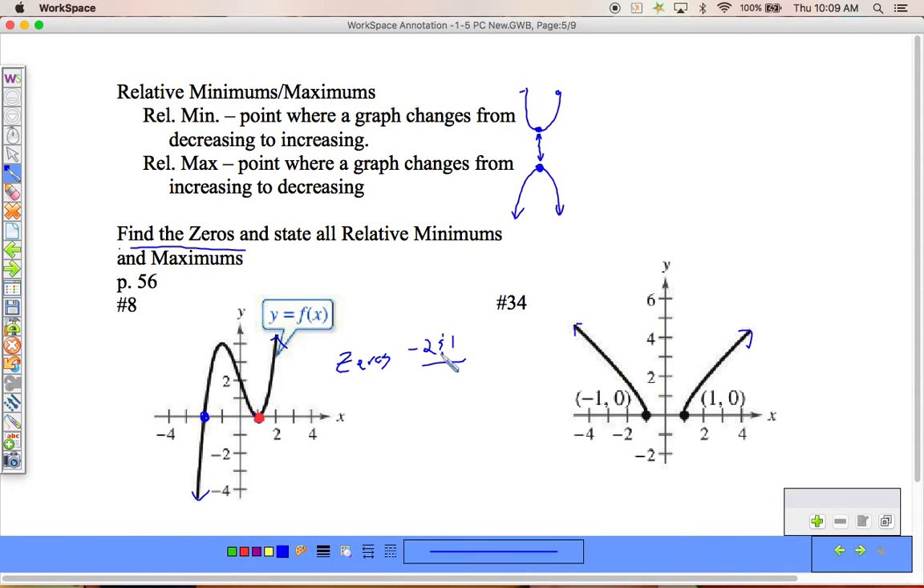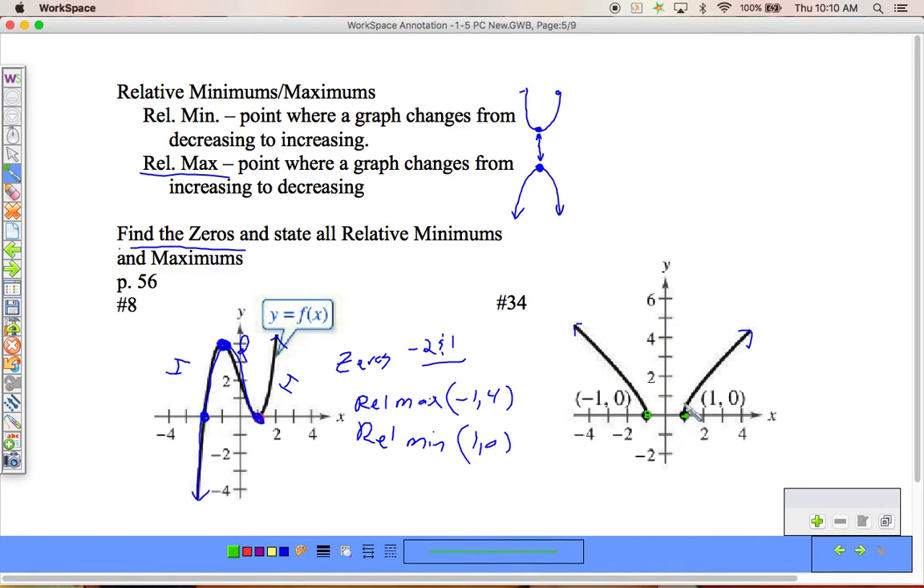Starting on my left side, going up, over here my graph is increasing, and then it starts to decrease. So this point right here is going to be a relative max, and that's -1, 1, 2, 3, 4. That's a relative maximum because it's a high point. This point down here is decreasing and changes to increasing. It's going to be a relative min, and that's 1, 0. So we just have to look where the graph changes directions, from going down to up or from up to down.